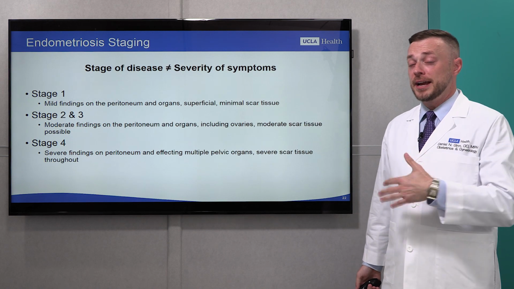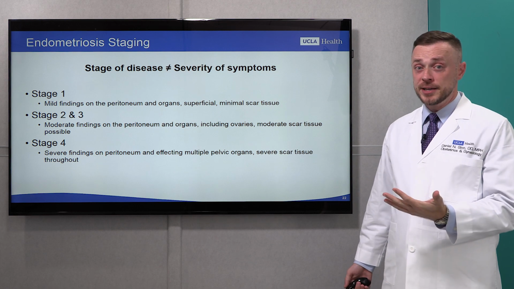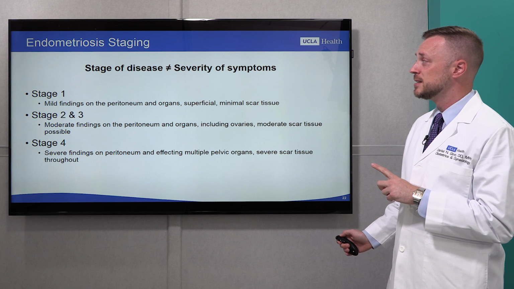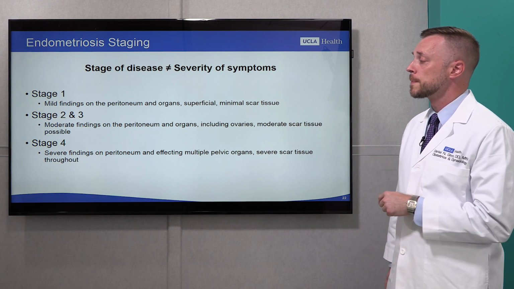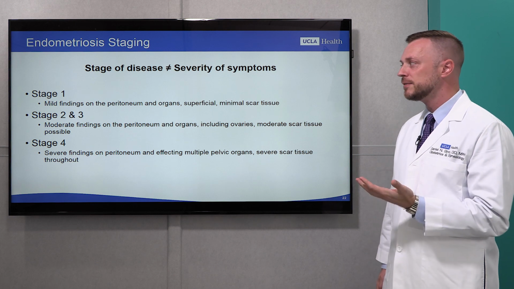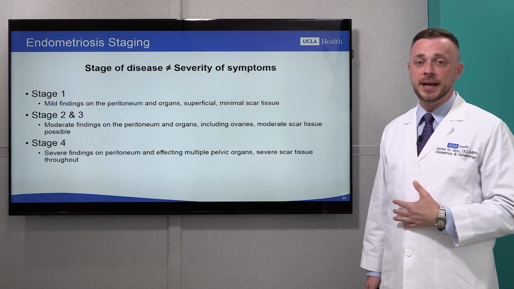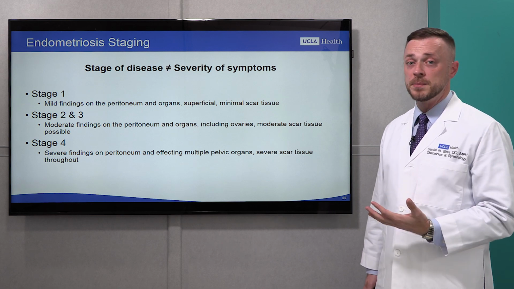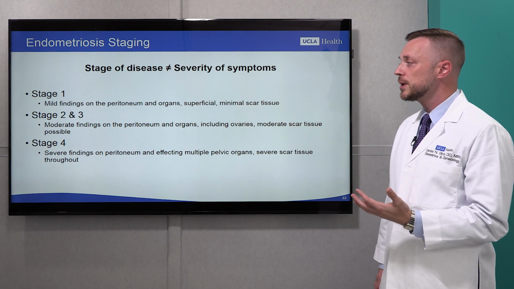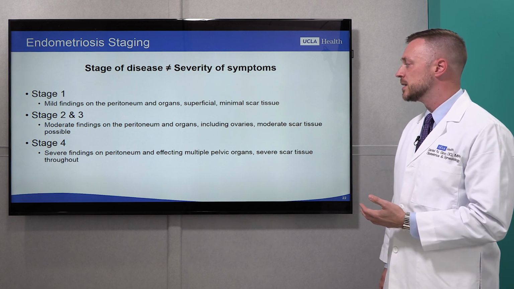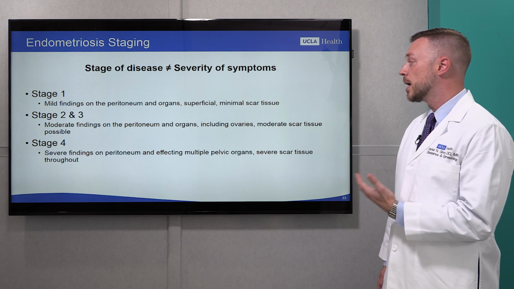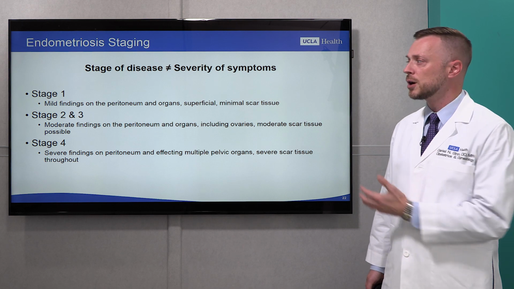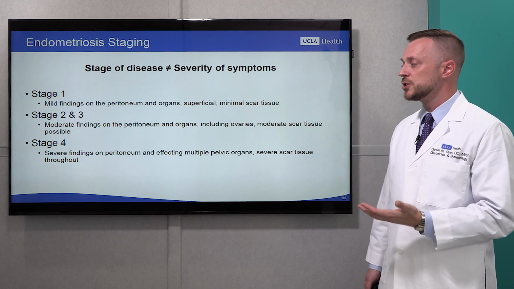Once someone gets diagnosed with endometriosis, then we talk about staging. It's very important to emphasize at the beginning of this that the stage of disease does not equal the severity of symptoms. Stage 1 disease is mild findings. These are usually small implants that are impacting the peritoneum. They could be on the organs, but they're usually superficial and they cause minimal scar tissue. Stages 2 and 3 are moderate findings, also affect the same areas, and they can also include the ovaries. They have moderate scar tissue. So if someone has an endometrioma cyst on the ovary and that's maybe the only finding, they're going to probably stage out to stage 2 or stage 3.